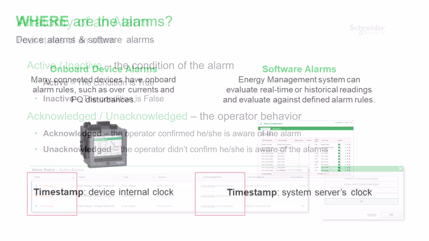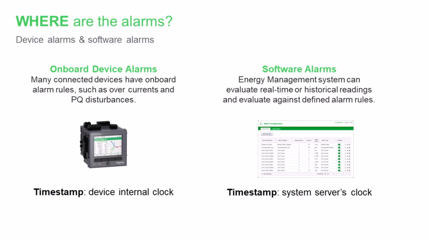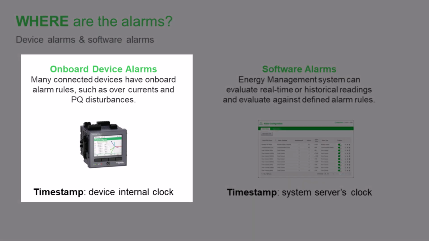In EcoStruxure Power Monitoring Expert System, there are many different types of alarms supported. The first classification is based on where the alarms are coming from, and there are two categories. The first one is onboard device alarms. We talk about onboard device alarms every time when the alarm definition is located on the connected device, such as a power meter, and it is that device which is evaluating whether the alarm condition is true.